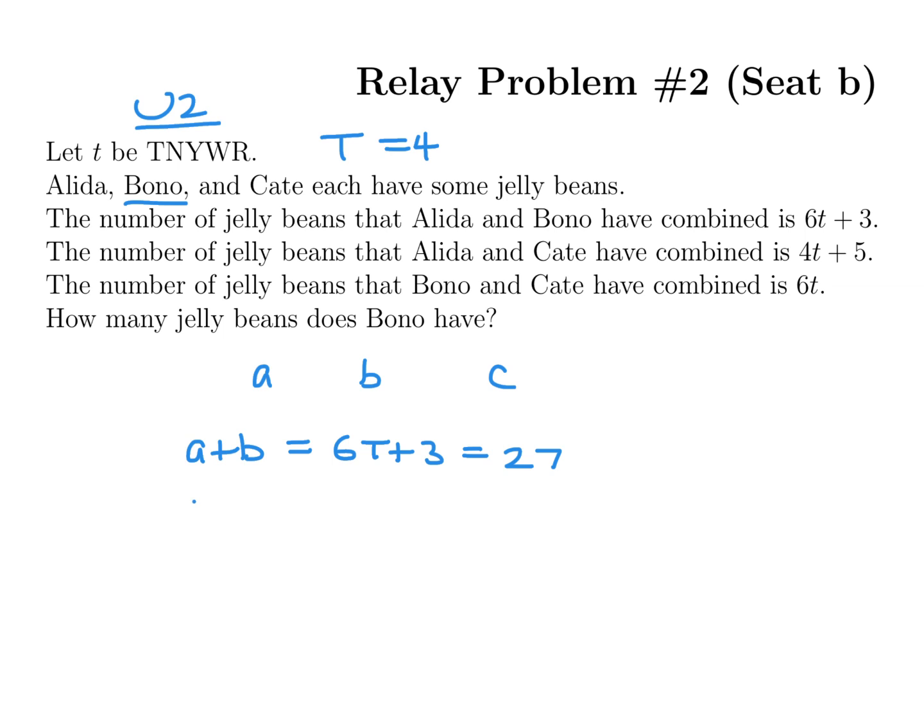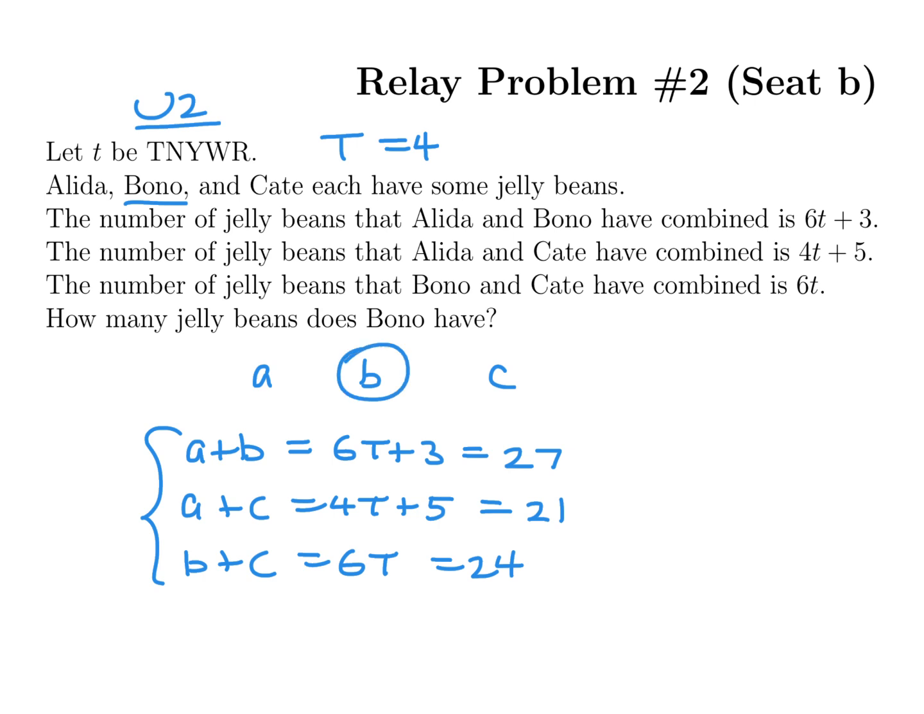And then the next one, A plus C, is 4t plus 5, so that's going to be 4 times 4, 16, 21. And then B plus C, that's 6t, so that's just going to be 24. Okay, so we got 3 equations, 3 variables, so we can easily solve however you want. I'll just call this equation 1, equation 2, and equation 3.